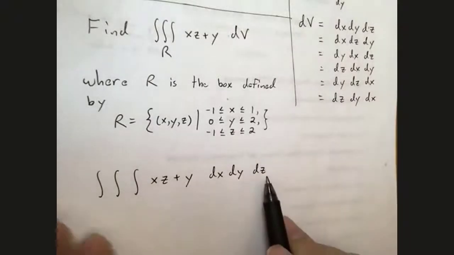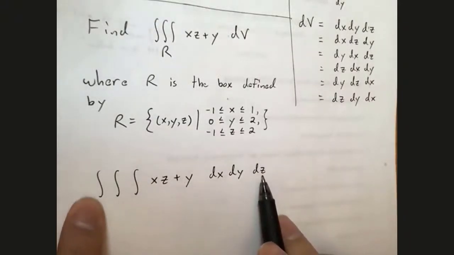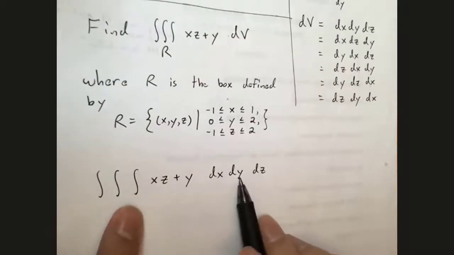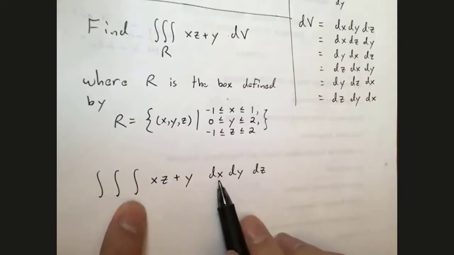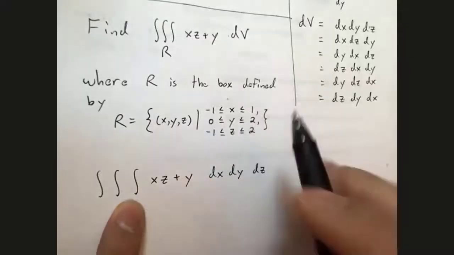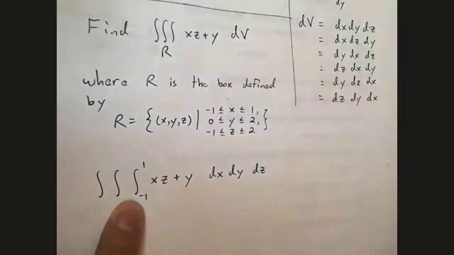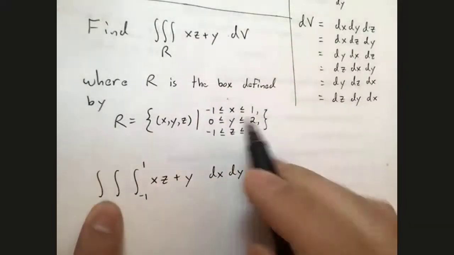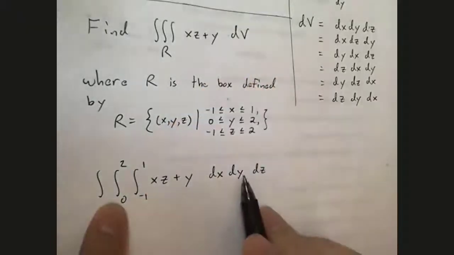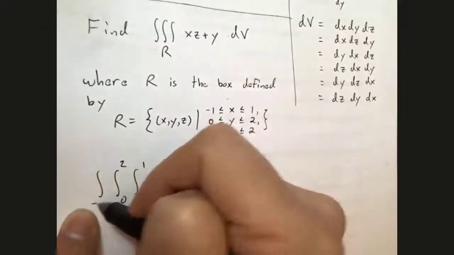So what I'm thinking of is that for each fixed z, I'm going to integrate with respect to x and y. And for that integral, for each fixed y and z, I'm going to integrate with respect to x. So I'm thinking about what x ranges from. Well, x goes from -1 to 1. Y goes from 0 to 2. And z goes from -1 to 2.